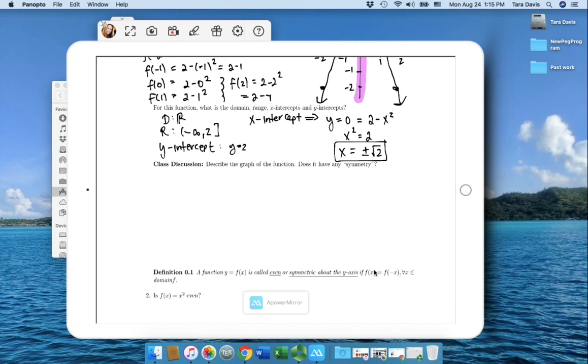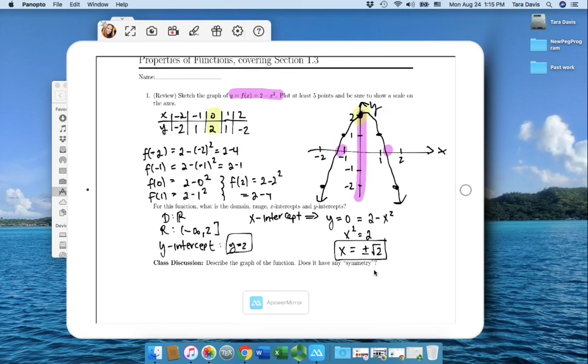Okay, so the y-intercept is 2. All right, so partially this is just a review. I like to start with a review sometimes, but also it's to motivate the discussion question, which is to describe the graph of the function. Does it have any symmetry?